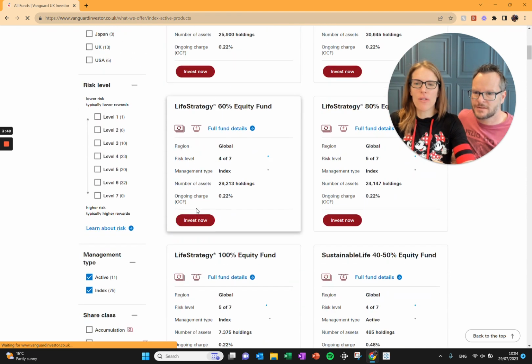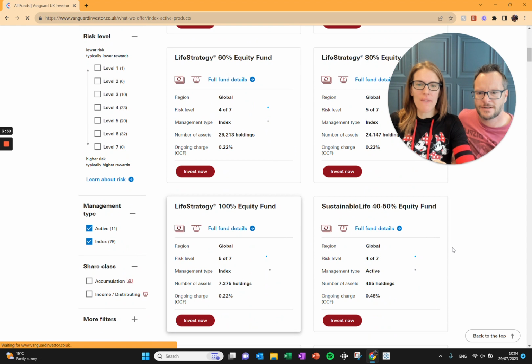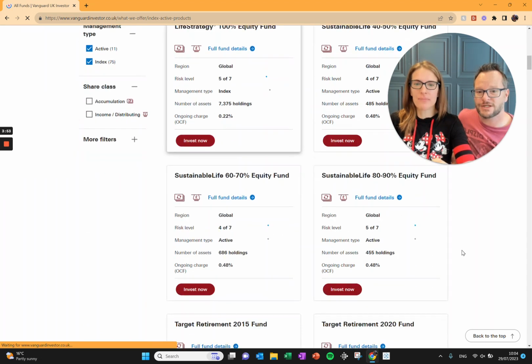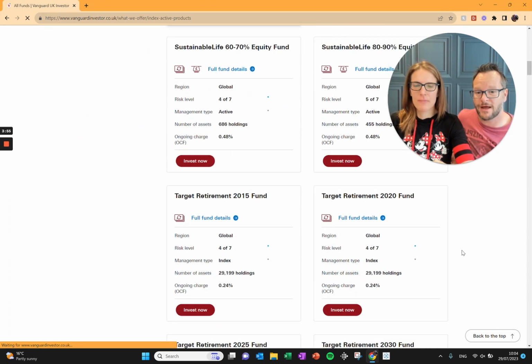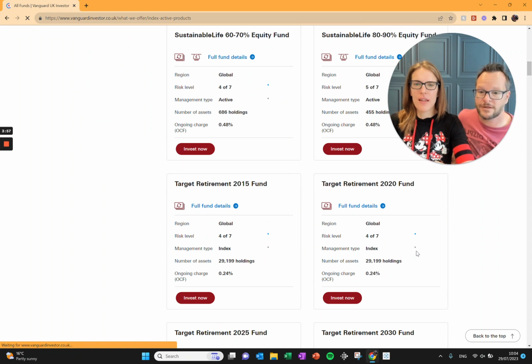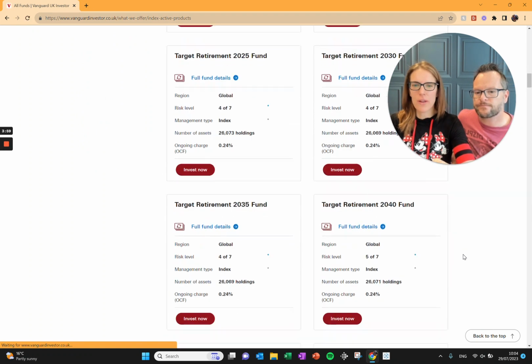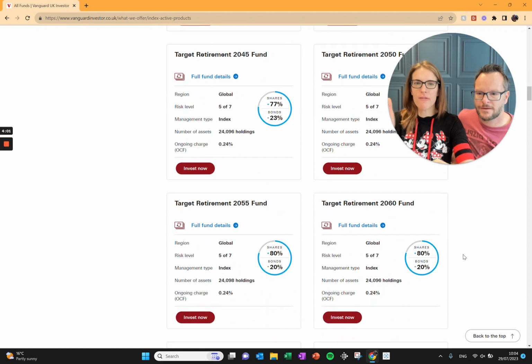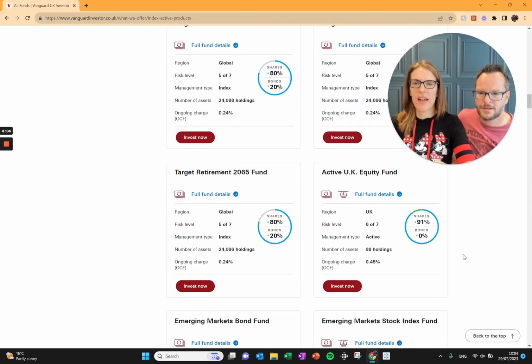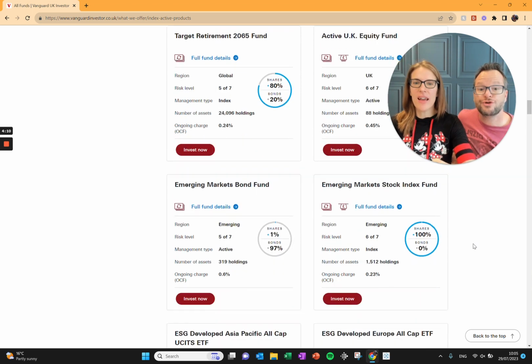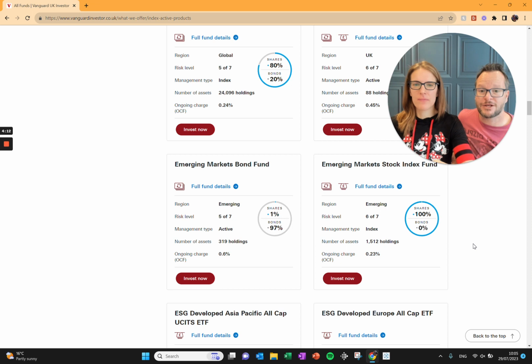Yeah, so you can see we've got the 5 life strategy at the top. Then we have these sustainable life ones, which is the ESG version of the life strategy ones. Also, just avoid. Then the target retirement funds. I'm just going to whiz through those because there's one for every 5-year increment as to when you're going to retire. Exactly. Active UK, meaning someone is choosing which UK companies to invest in. Do not go for actively managed funds. That is not an advice, that is an opinion. But I think, well, you will get underperformance, especially if you're picking one country.